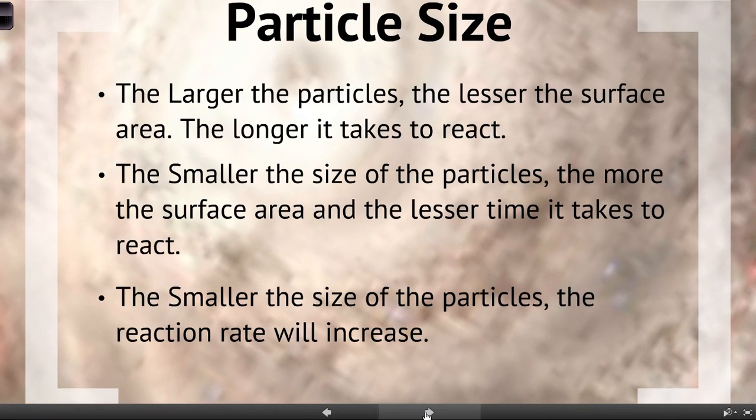So, first way to speed up reaction, it's particle size. The larger the particles, the lesser the surface area, and the longer it will take to react. The smaller the size of the particles, the more the surface area, and the lesser time it takes to react. Now I want you to think about this. Imagine we are the reactants, and imagine we're in the school gym, and we're all running around blindfolded, and when we bump into each other face to face, then we'll react and we'll form a bond, and we'll join the person we bumped into.